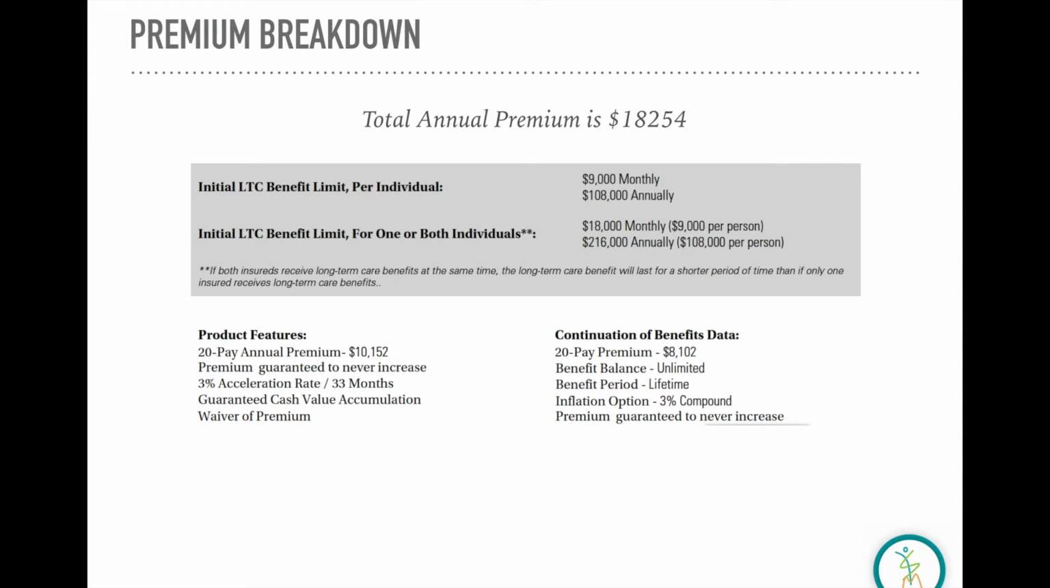I mentioned that the husband owns a C Corp. There are tax advantages for the C Corp, and it's purely based on that long-term care insurance, which is the continuation of benefits data. As a C Corp, the business can deduct 100% of the long-term care insurance.